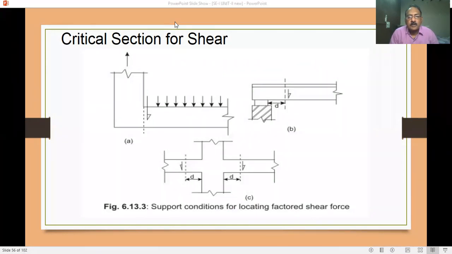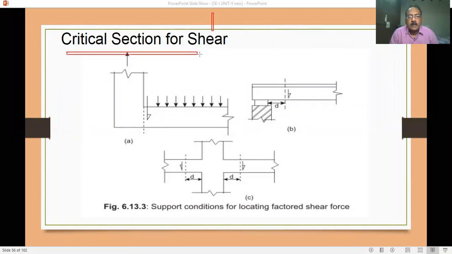See here, critical section. What is the critical section? From the edge to D, this is D, effective depth. So from the edge to the effective depth is the critical section for shear in a beam.